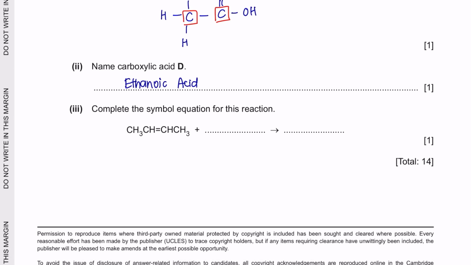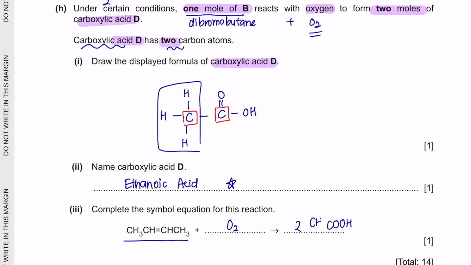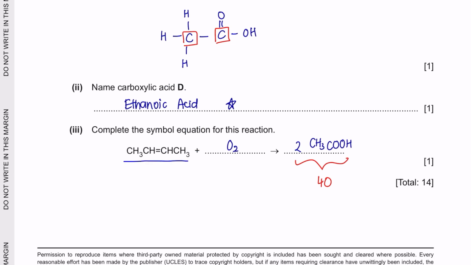Next question part 3. Complete the symbol equation for this reaction. So 1 mole of B, this here is 1 mole of B, reacts with oxygen, so O2, and it forms 2 moles of ethanoic acid. That will be COOH, and over here we have CH3. Now there are a total of 4 oxygens on this side of the equation, so we'll balance it by writing a 2 over here. And this is your final symbol equation.